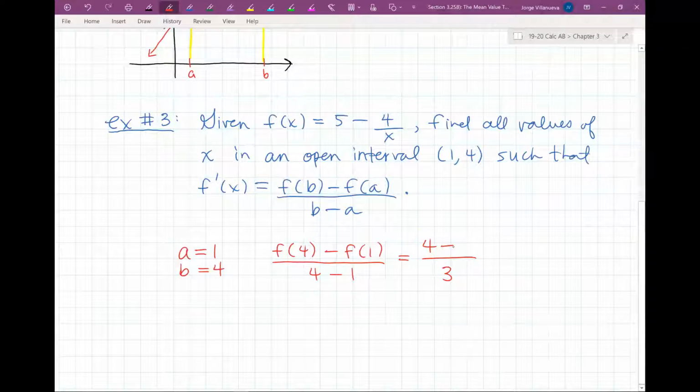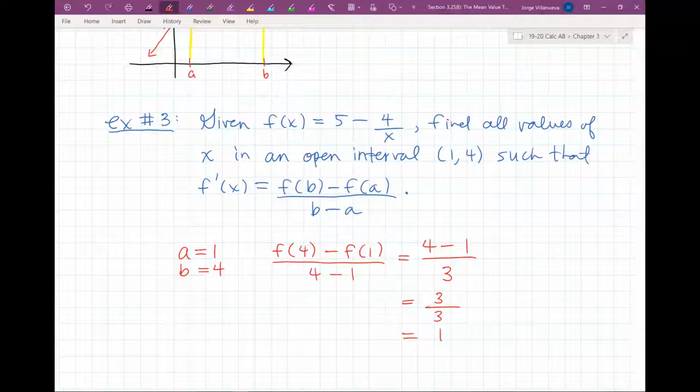Minus, if I plug a 1 into my function, f of 1 is equal to 5 minus 4 over 1. 4 over 1 is 4, so 5 minus 4 equals 1. So this is 3 over 3, so that's equal to 1. So my average slope is 1. Okay, so if you were to graph this function, 5 minus 4 over x, they're saying that your average slope is going to be 1 throughout the interval from 1 to 4.